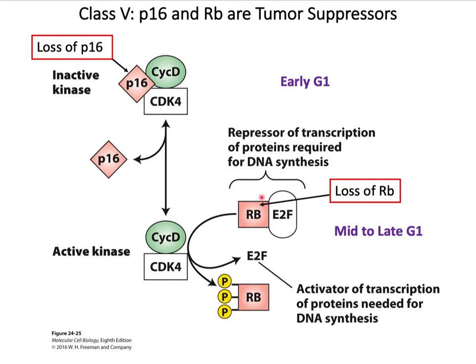You can also imagine if you lose the function of RB and it cannot bind to E2F, then E2F will always be active and it will always be inducing expression of genes that are also necessary to drive the cell cycle. So two examples of tumor suppressor genes, P16 and RB. I hope it's clear to you now how loss of function of these genes, either by mutation or by loss of heterozygosity, can be detrimental to control of the cell cycle.